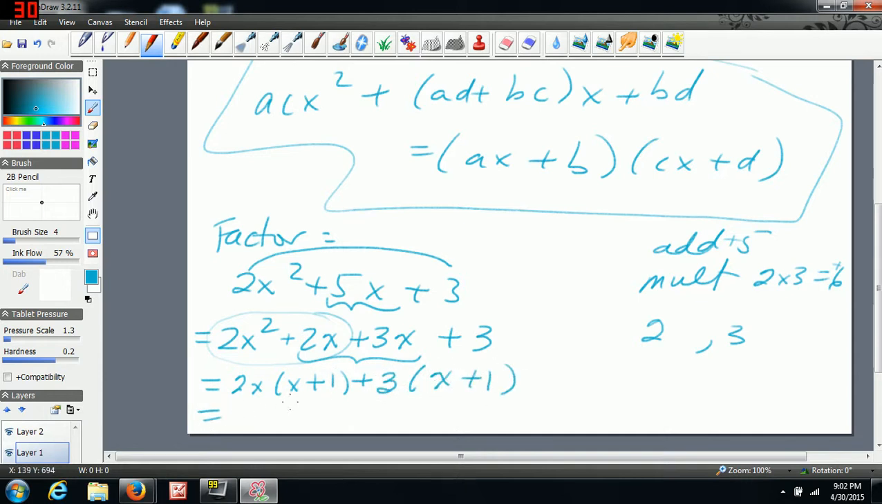And now I notice I've got a common factor here. So I get that x plus 1 common, I factor that out, and I'm left with 2x plus 3. So that would be my fully factored form. That would be the fully factored answer to this question right here. And we are going to be doing a lot of other examples. So let's try a different example.